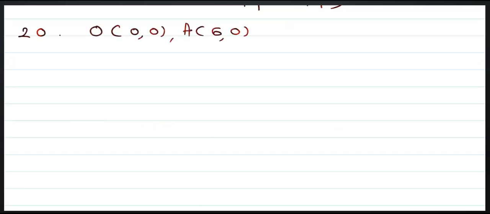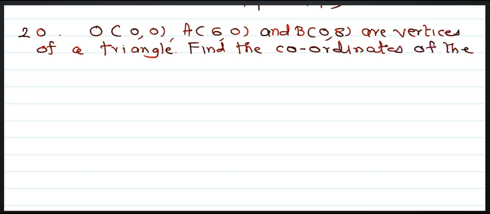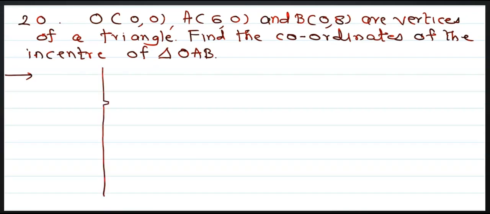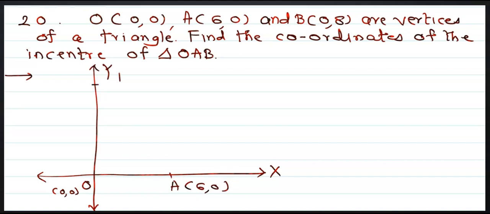Now the last problem. O(0,0), A(6,0) and B(0,8) are the vertices of a triangle. Find the coordinates of the incenter of triangle OAB. Now see this x-axis, y-axis. O is (0,0), A is (6,0), B is (0,8).